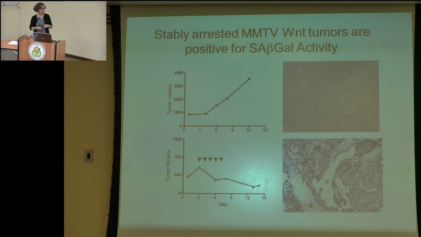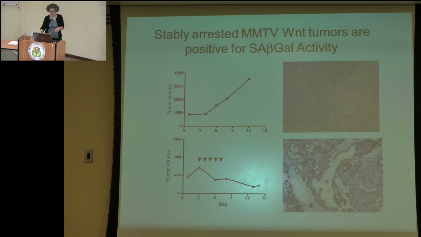Question? SA beta gal, if it gets incorporated, it's a senescent phenotype? SA beta gal is just a chemical. Once you take the tumor out, you put it in the SA beta gal in an assay, and it measures this beta galactosidase activity. It is slightly more acidic than normal, and that's how you can pick it out as different from normal. But it's just a readout. We really don't understand what the factors are that allow the tumors to turn blue.